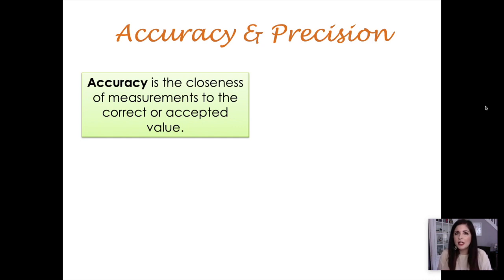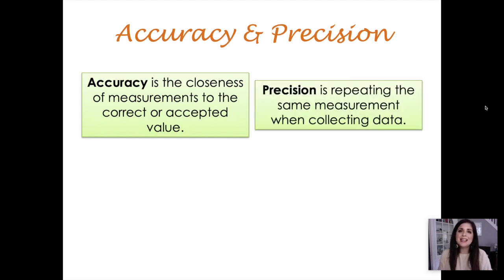Precision, on the other hand, you don't have to get the correct answer, but precision is getting the same answer over and over and over again. Now, one of the big ideas in science, part of the nature of science, is that the information you test for has to be repeatable. You can't just try to find the cure for cancer once and say, I did it, I found the cure for cancer, and then never do that again. Your experiment has to be repeated.